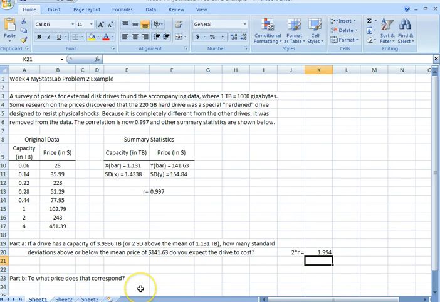So part B says, to what price does this correspond? Well, we know that the mean price is 141.63. We know that the standard deviation is 154.84, and we also know that it's going to be above that mean of 141.63.